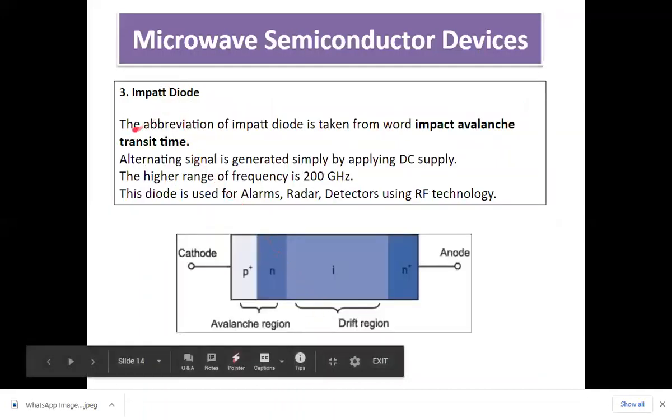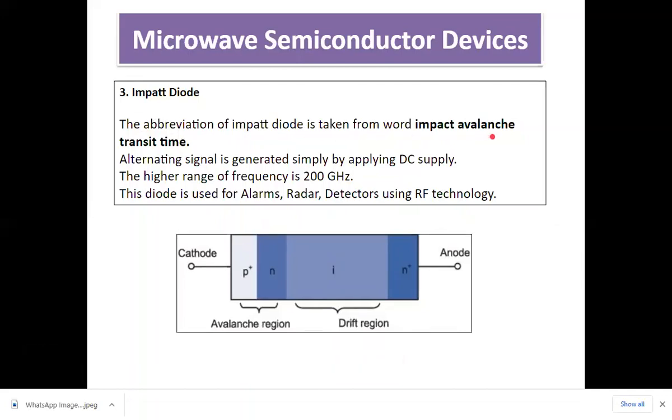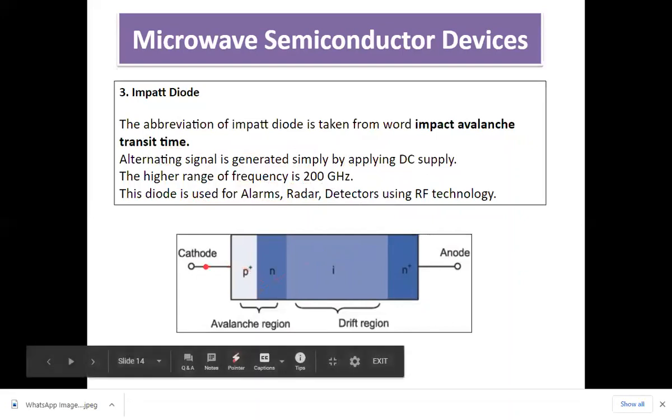Next is impact diode. The abbreviation of impact diode is taken from the words impact, avalanche, transit time. Alternating signal is generated simply by applying DC supply. The higher range of frequency is 200 GHz. This diode is used for alarms, radar, detectors using RF technology. The symbol is shown here. Here is cathode, here is anode. This region is known as avalanche region. This region is known as drift region.